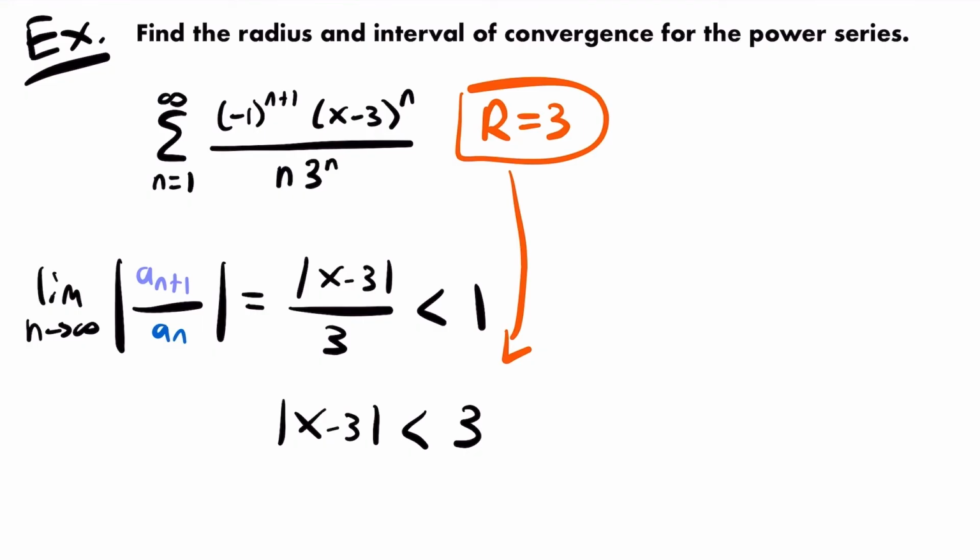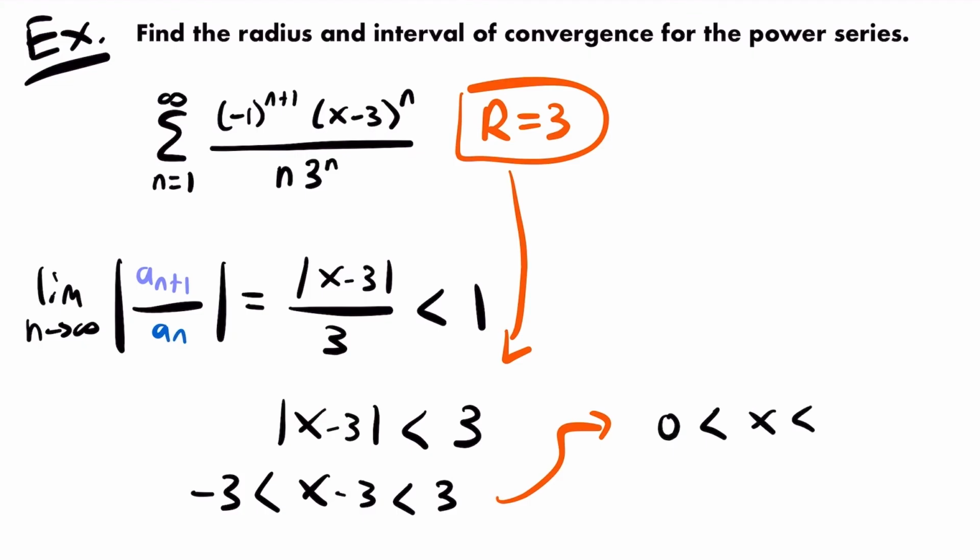Okay, so now that we have found the radius, we need to find the interval of convergence. And so, remember, these absolute value bars are saying that x minus 3 is less than 3, but greater than negative 3. And so if we add 3 to each part of this inequality, what we will have is 0 is less than x, which is less than 6, right? Negative 3 plus 3 is 0, and 3 plus 3 is 6. And so when x is between 0 and 6, for this power series, this series will converge.